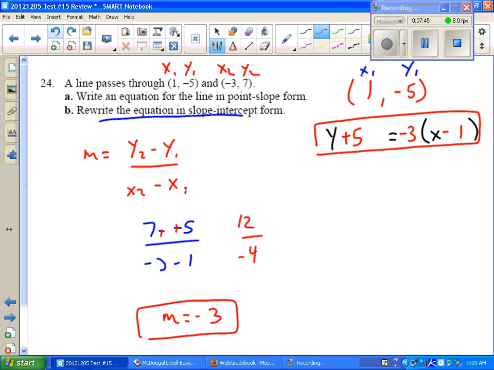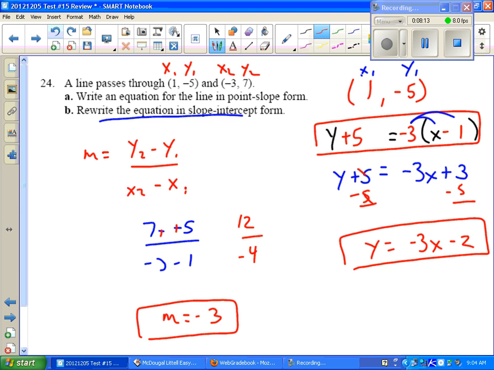Then it says rewrite it in slope intercept form. All you need to do is what some of y'all were trying to do the last couple of days, and go ahead and simplify this. Negative 3 times x when you distribute it is negative 3x. And negative 3 times negative 1 is plus 3. And then get rid of y plus 5 by subtracting 5. If you subtract 5 on the left, you have to subtract 5 on the right. Y equals negative 3x. 3 minus 5 will be minus 2. And here's your slope intercept form. That's what you have to do for B.